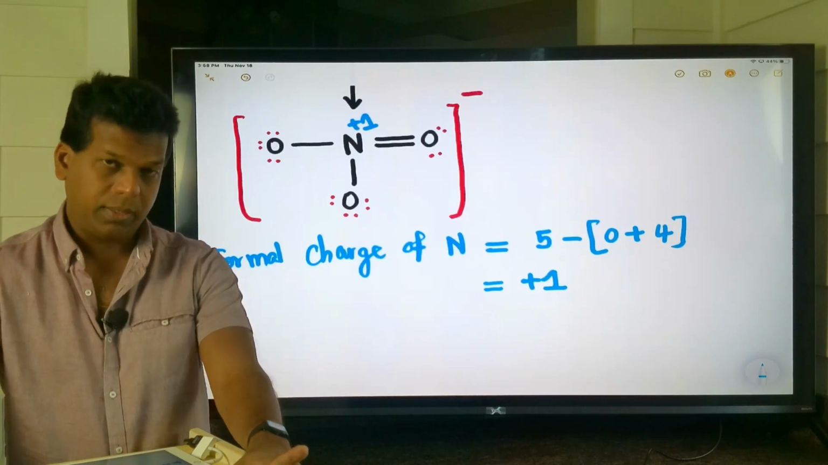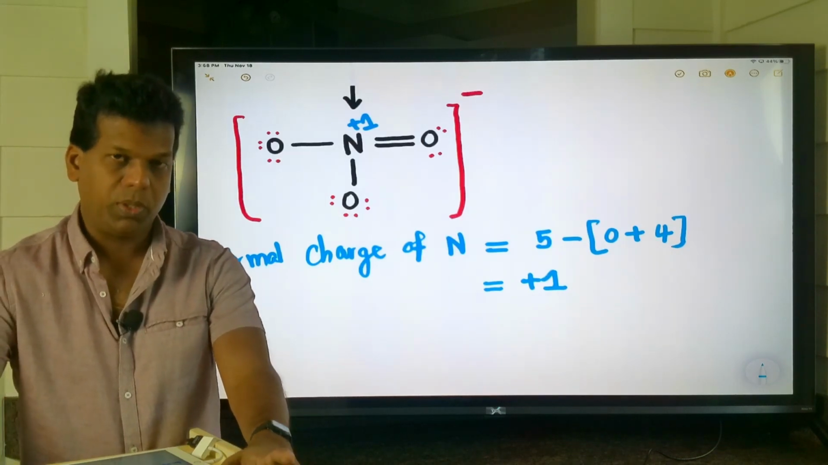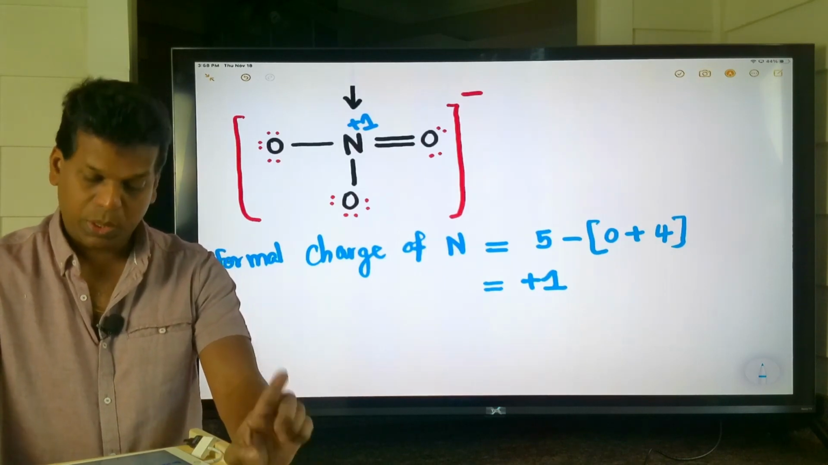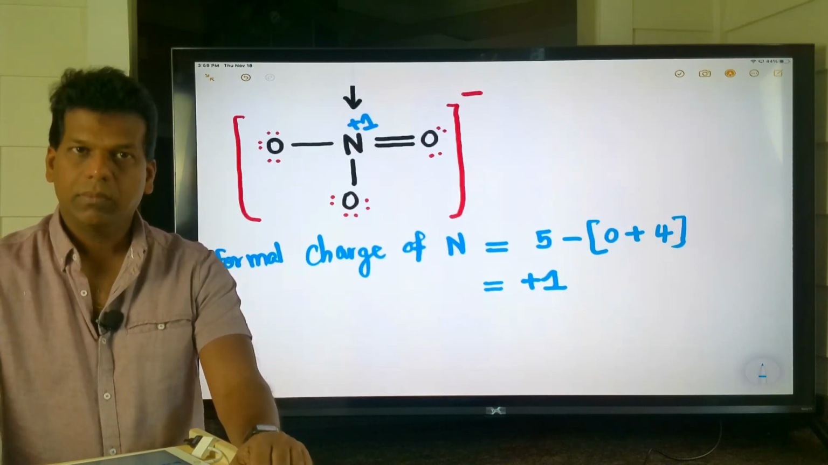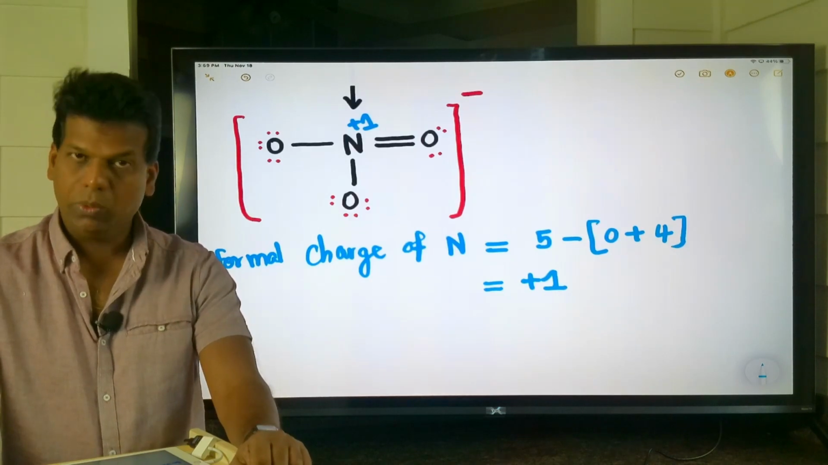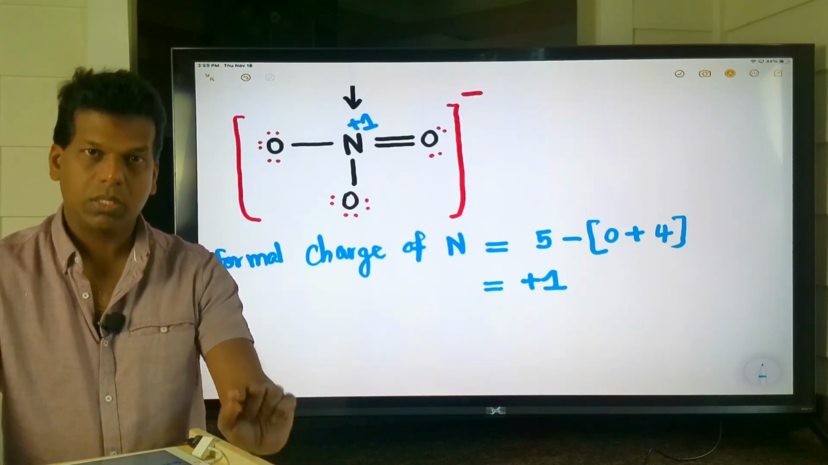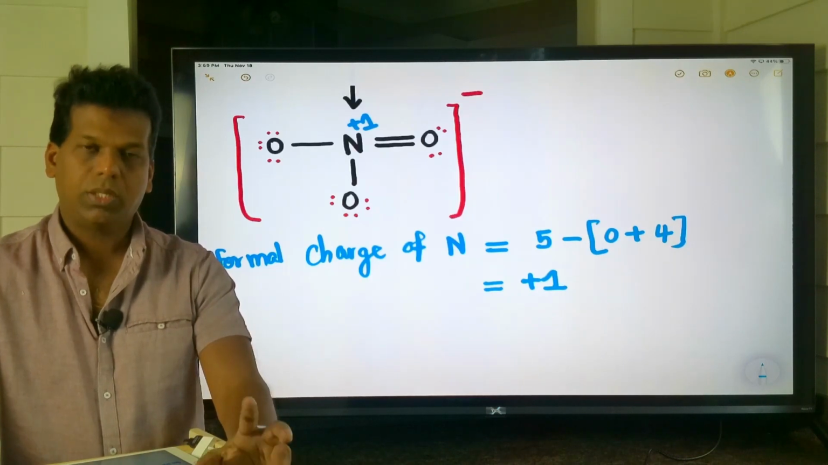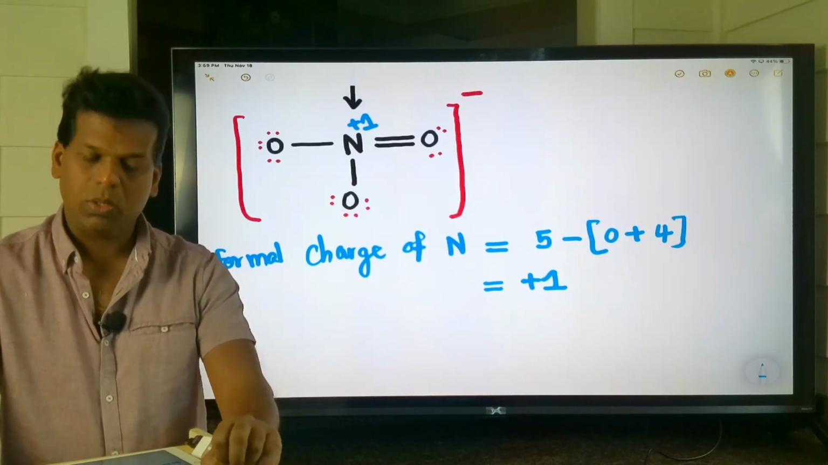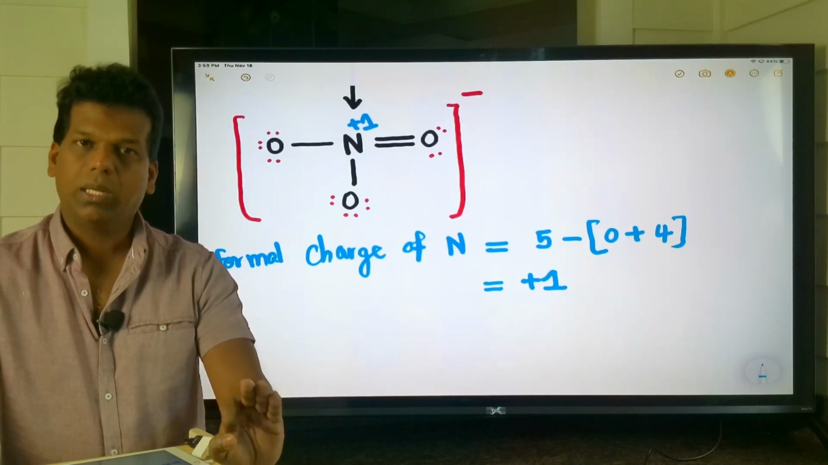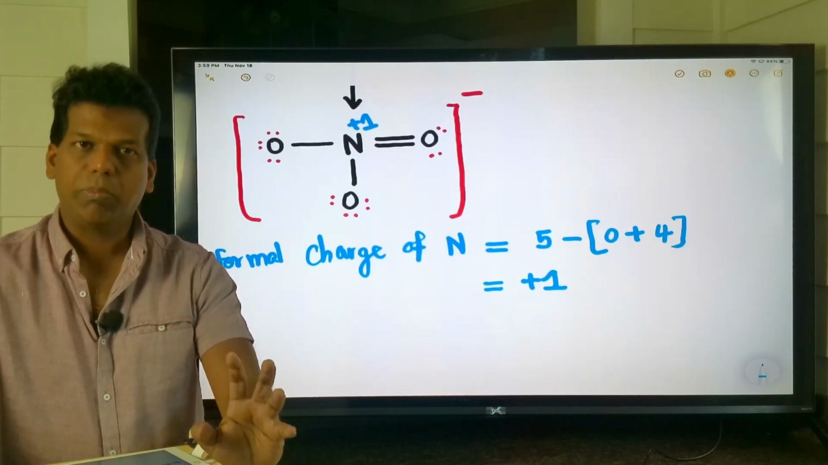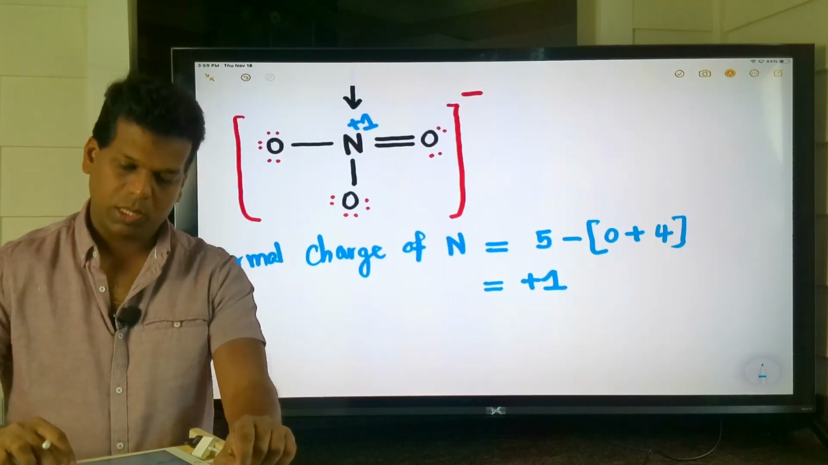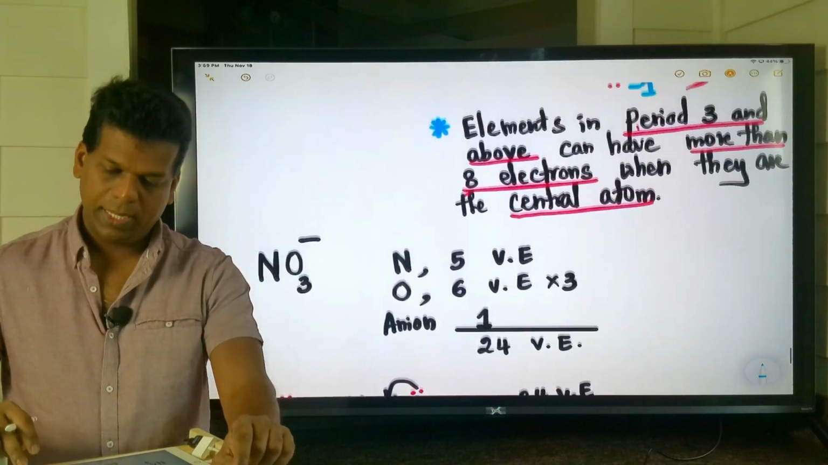When I do that, I can't do it. That is the point I'm going to make. I can't do it. If I do it, nitrogen will have not 8 electrons, but 10 electrons around it. So nitrogen will have 10 electrons, but nitrogen cannot have 10 electrons. The maximum nitrogen can have is 8 electrons. So that is why I wrote this point.